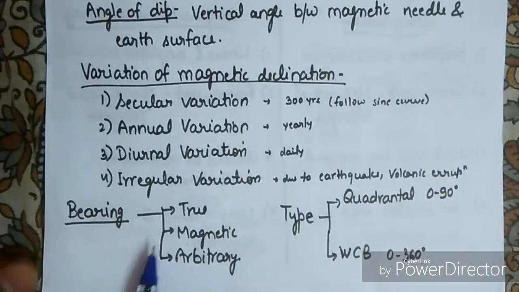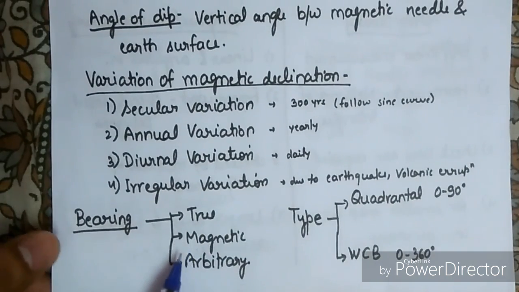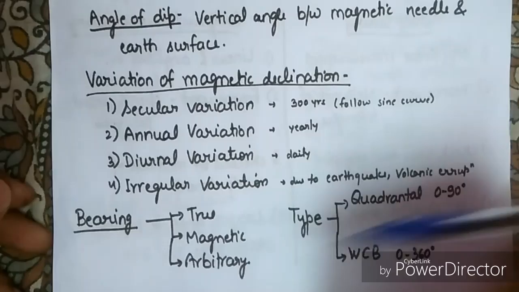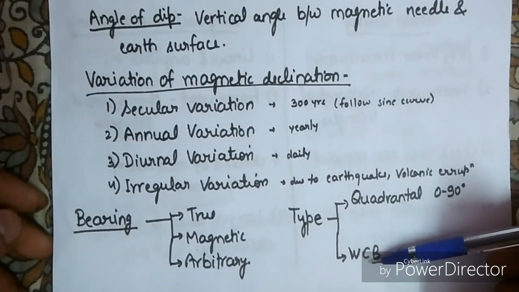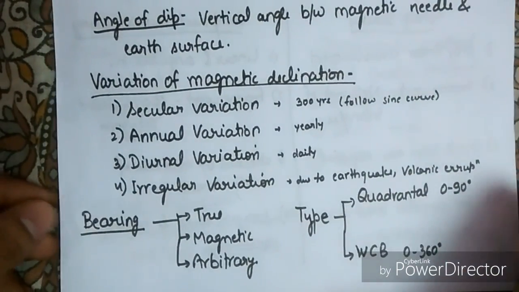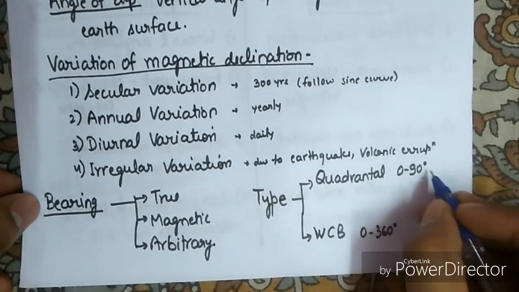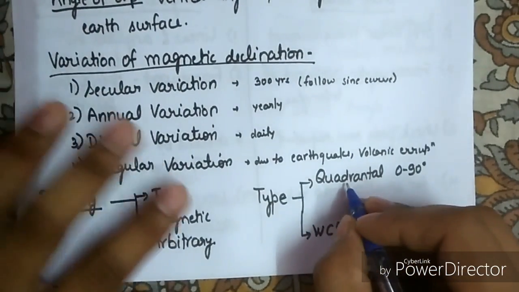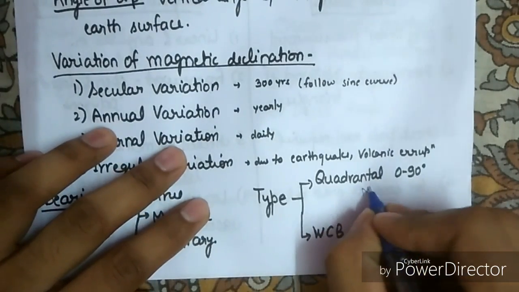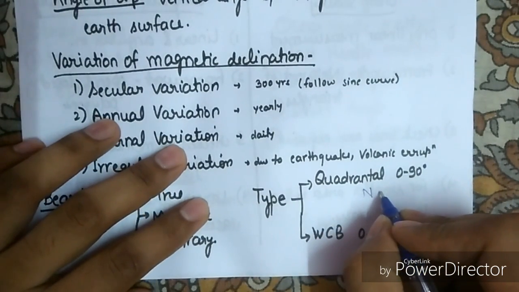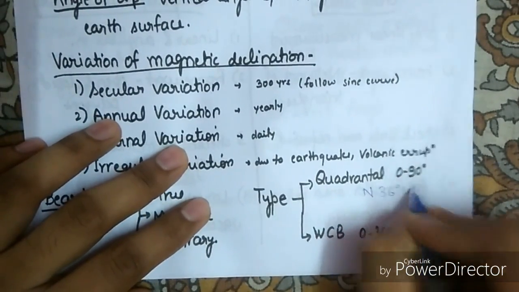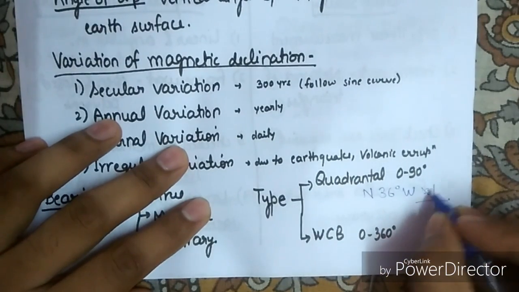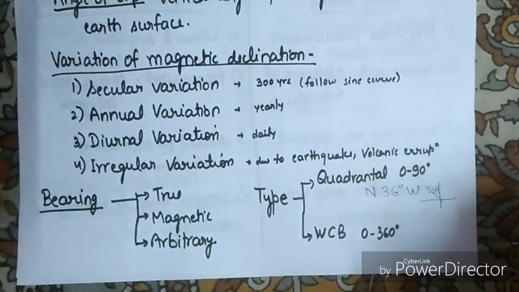Next topic is about bearing. Bearing is either true, magnetic or arbitrary bearing. The types of bearing are quadrantal and whole circle bearing. Quadrantal bearing lies from 0 to 90 degrees, while whole circle bearing is from 0 to 360 degrees. You must be aware of quadrantal bearing. Representation is like this, like North 36 degree West. This represents 36 degrees from north towards west.